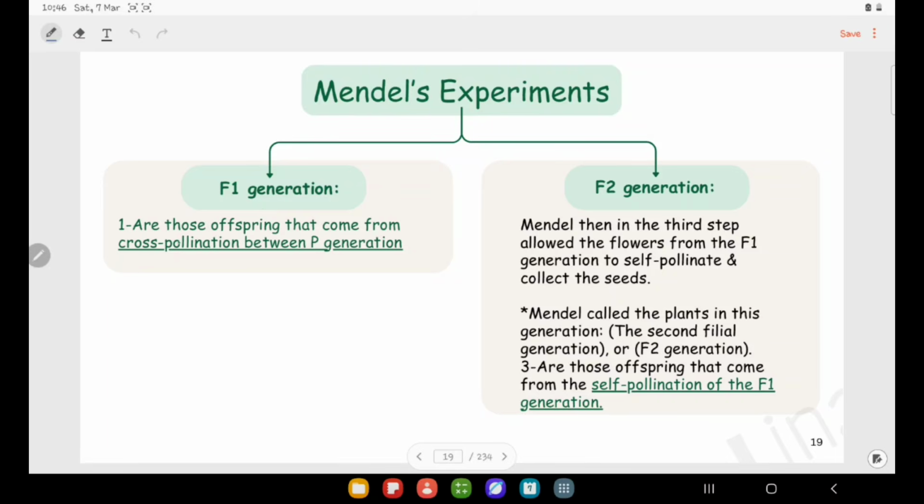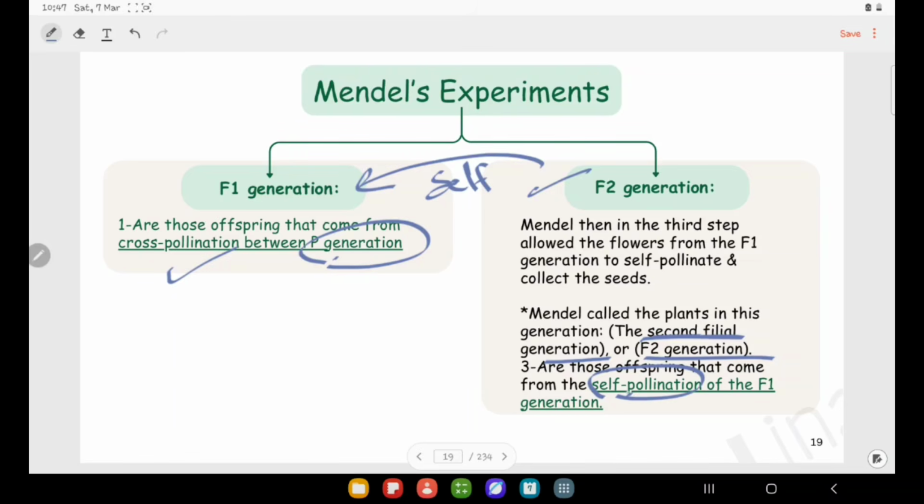So F1 generation are those offspring that come from where? From the P generation, by cross-pollination of the P generation. What about F2? He got F2 from where? From F1. But how? By self-pollination of the F1 generation. So Mendel called the plants in this generation the second filial generation, or F2 generation. They are the offspring that come from self-pollination of the F1 generation.